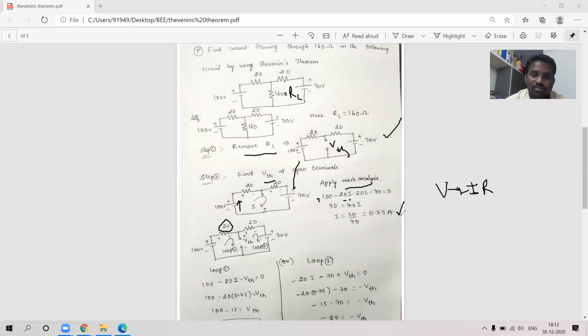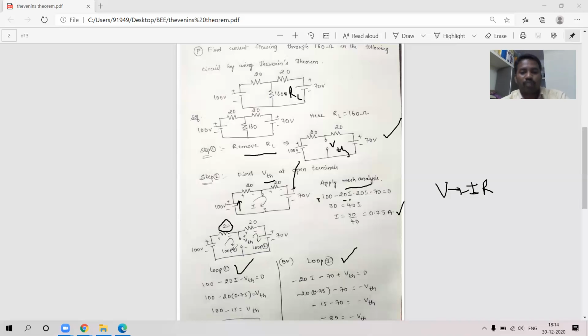After getting this value, I want to know the voltage at these open terminals. So I am connecting the VTH here. Even in the open circuit we are getting some voltage. When you connect a voltage source like this, you will get two loops, loop 1 and loop 2. You can go with any loop and you will get the values. So I am doing the two loop equations.